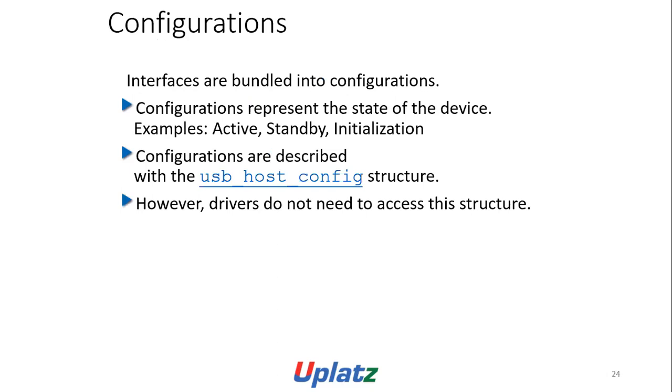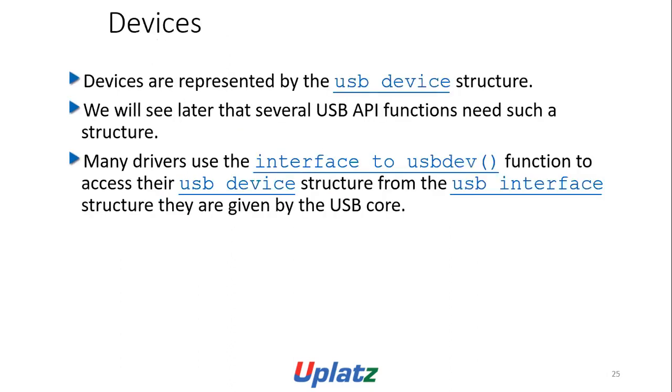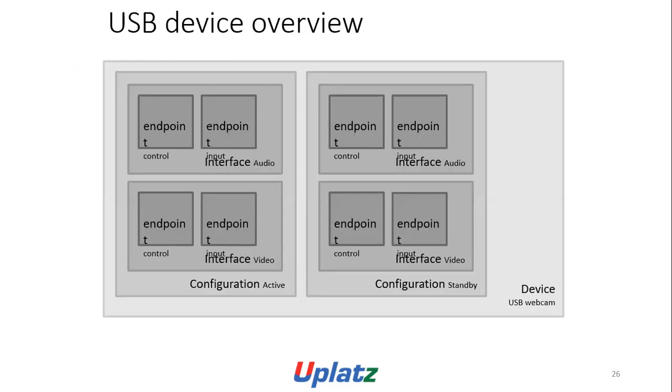Configurations: interfaces are bundled into configurations. Configurations represent the state of the device, for example active, standby, initialization. Configurations are described with the usb_host_config structure. However, drivers do not need to access this structure. Devices are represented by the usb_device structure. We will see later that several USB API functions need such a structure. Many drivers use the interface_to_usbdev function to access the usb_device structure from the usb_interface structure that is given by the USB core.